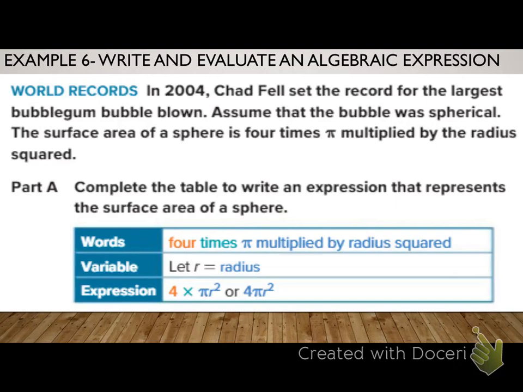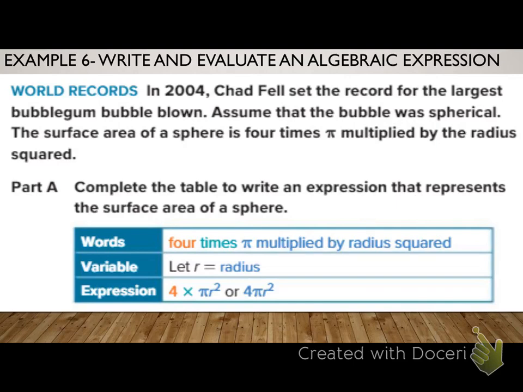So, what would be the unknown in this case? What the record was? Well, that's what I'm going to try to find here in just a second. But what else is unknown? The radius of the bubble, right? So, what could we use to represent the radius of the bubble? R. Typically use R for radius.